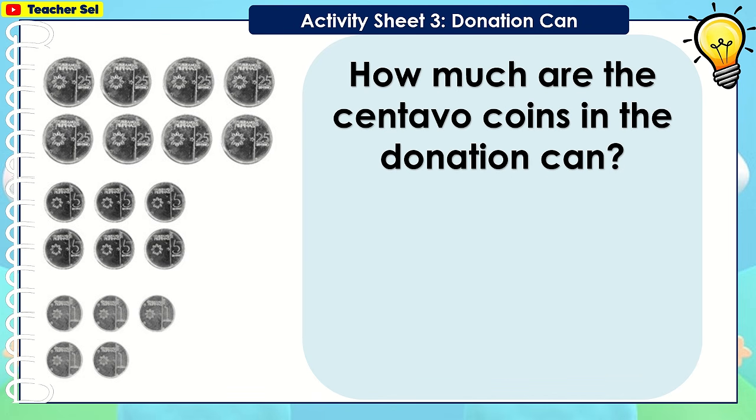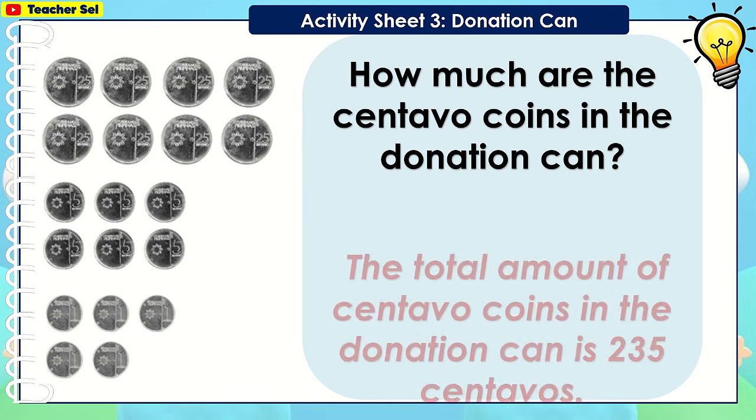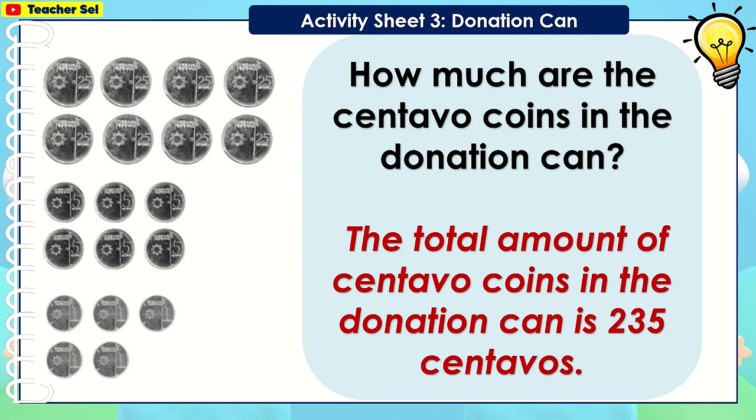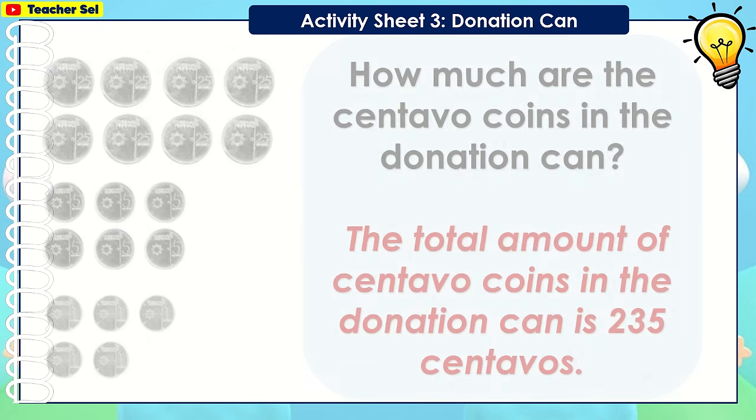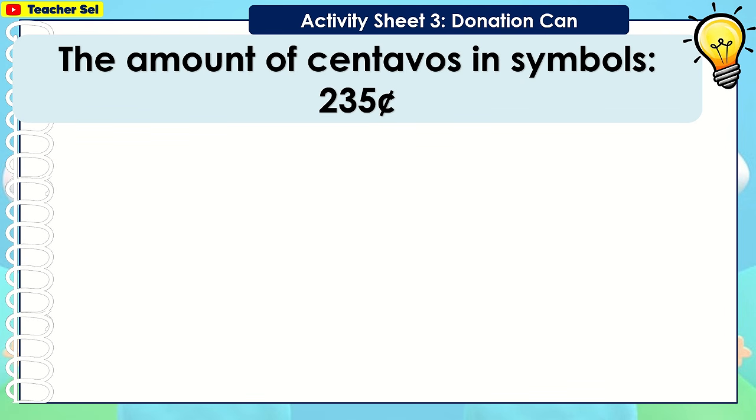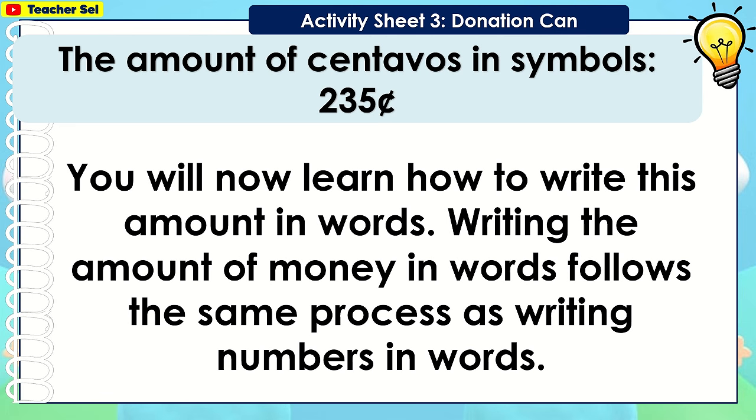How much are the centavo coins in the donation can? The total amount of centavo coins in the donation can is 235 centavos. The amount of centavos in symbols is 2, 3, 5, and the symbol of centavo. You will now learn how to write this amount in words.